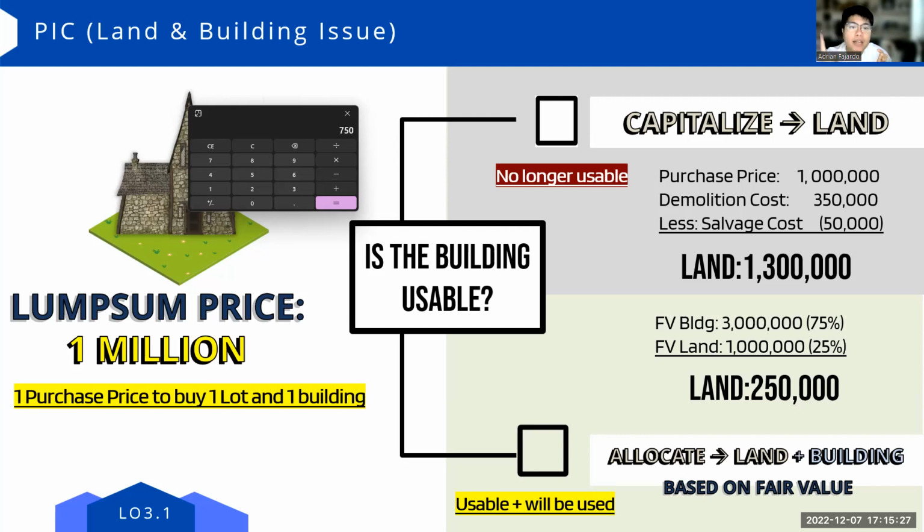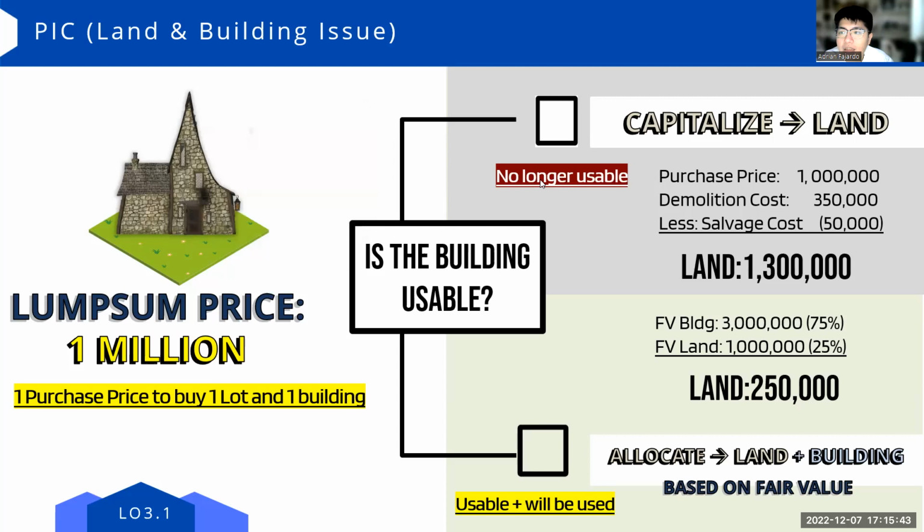So, with a 1 million lump sum, step 1 is the building usable. If it is, then we have to allocate based on fair value. So, 25% of the cost will go to land. So, ang value ng land ko is debit land, 250,000. Debit building, 750,000. Credit, 1 million. Right? So, yung second scenario is if it's no longer usable, capitalize everything to land.